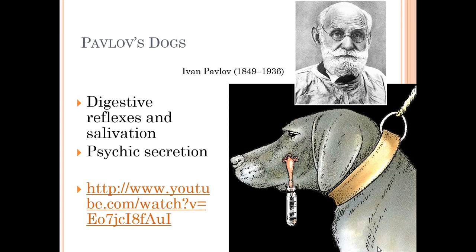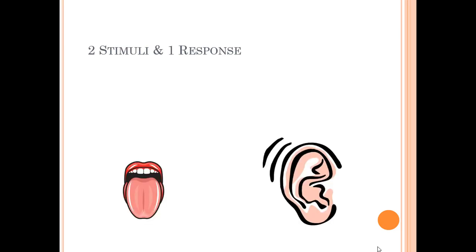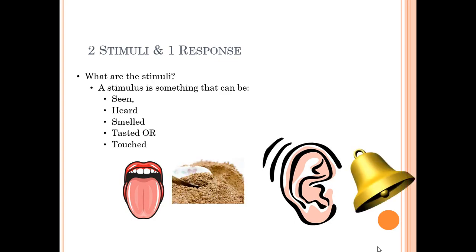Okay. Now, what he did was that he had two stimuli and a response. So, a stimulus is something that you can see, smell, taste, or touch. And so for Pavlov, the stimuli were the meat powder, which he already knew made the dog salivate, and he decided to use a bell. A bell, something that the dog had never felt before or sensed before. Why use something like a bell?